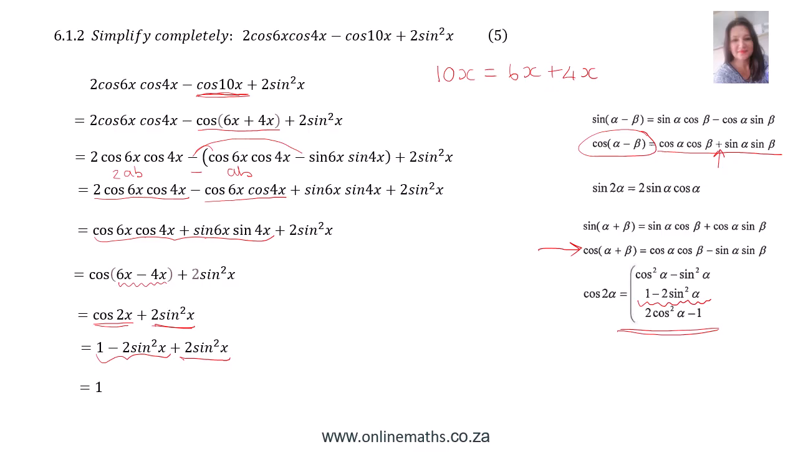And then where's your 5 marks? For writing the cos 6x plus 4x, there's cos 10x there, and then the expansion of the compound angle identity for reducing it to 6x minus 4x, for giving me the rule for the double angle, and final answer.